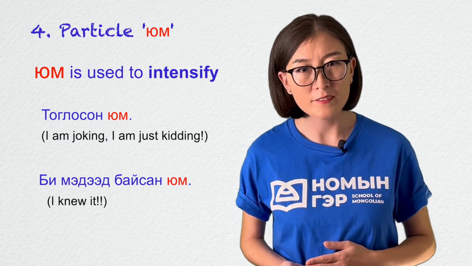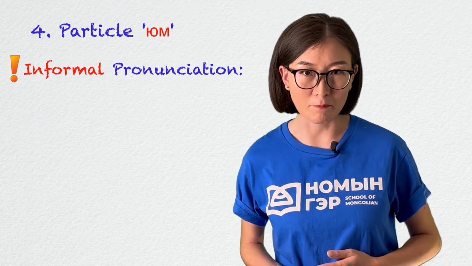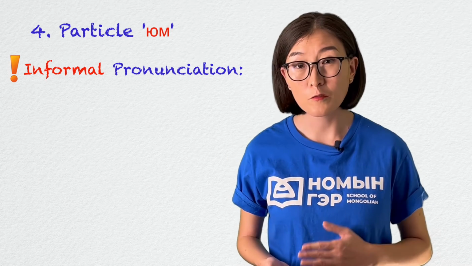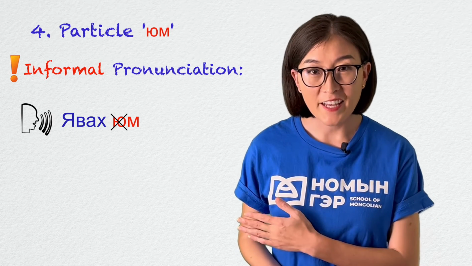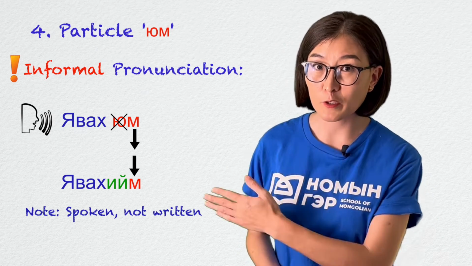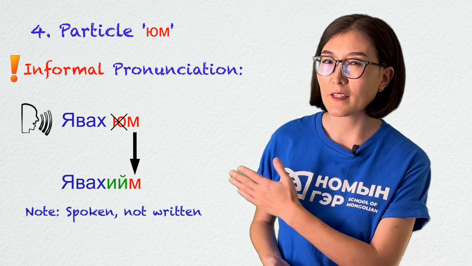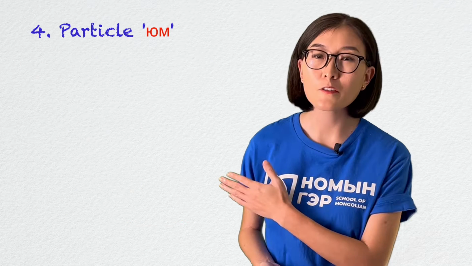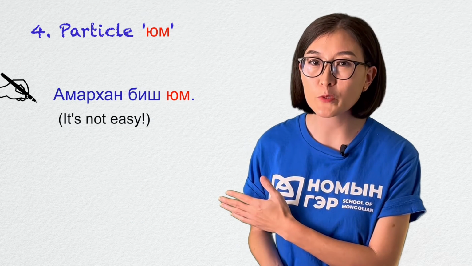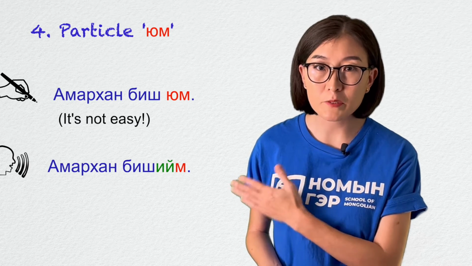I knew it. Here's an important pronunciation tip. It's not too hard to grasp. For this particle, in spoken language, the U sound is dropped. Then, in sound is linked to the preceding word. This way, a vowel sound is inserted. For example, Amarchan bishum would become Amarchan bishim.